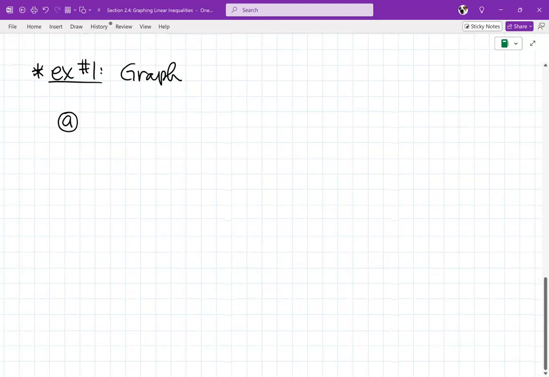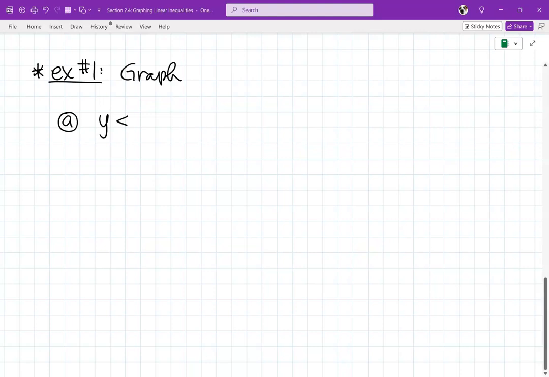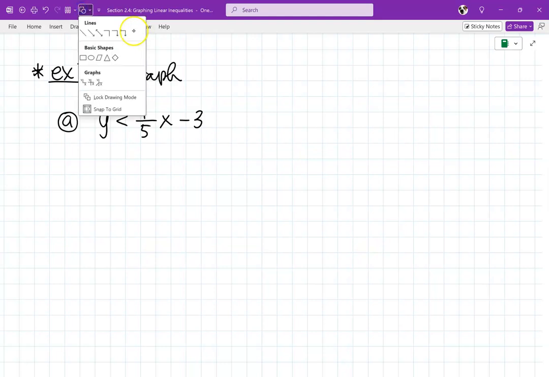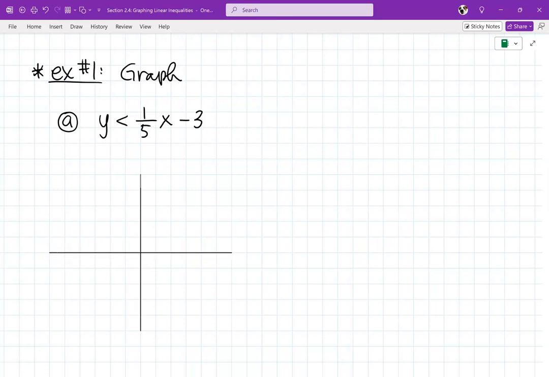So here's the first one. y is less than 1/5 x minus 3. Okay, so of course you're going to need a grid. So they already give it to you in your homework. Unfortunately for notes, we do not have them. Okay, so I'm just going to make one here. Just give me a second while I just put all the tick marks in here.